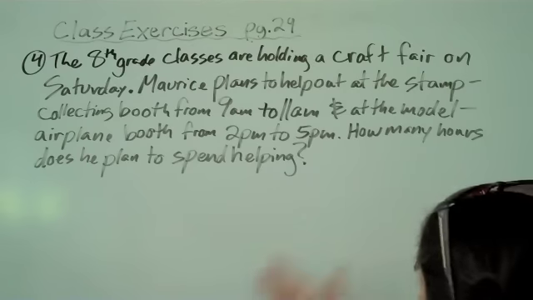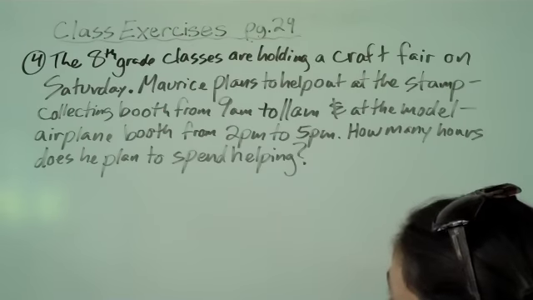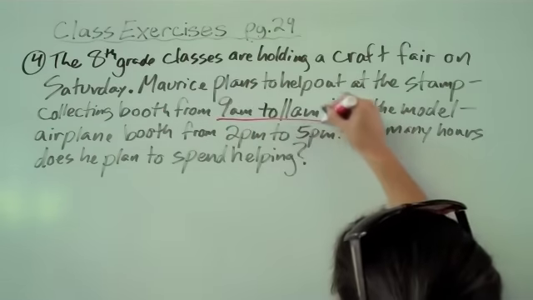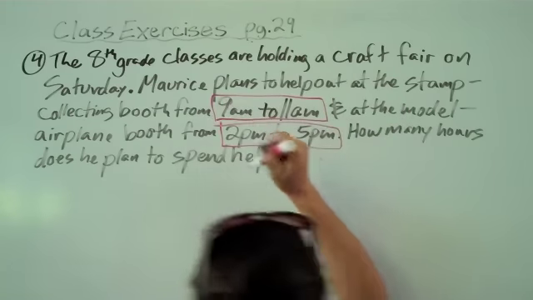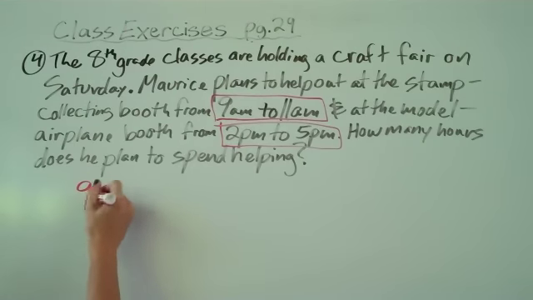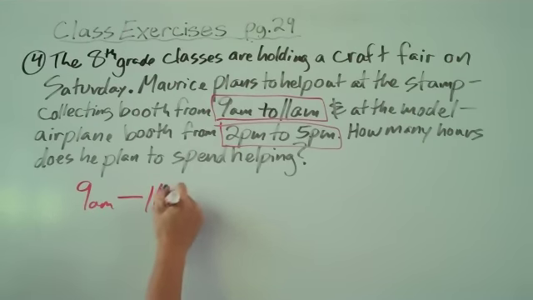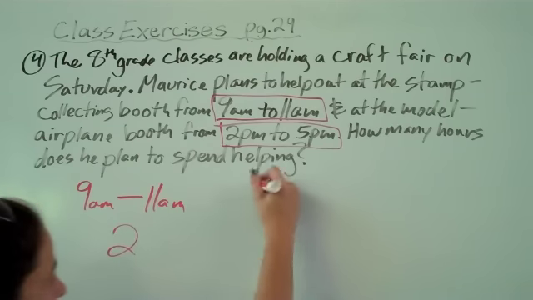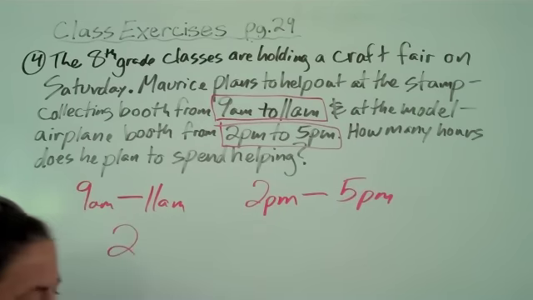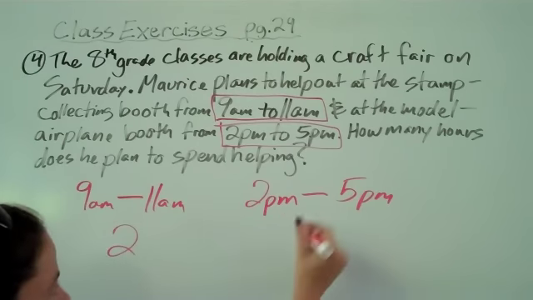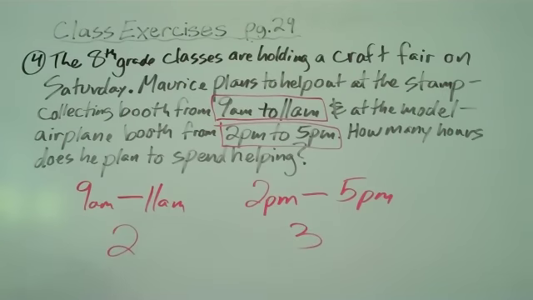So I need to figure out how many hours he plans to spend helping all together. So it looks like he is working at one booth from 9 a.m. to 11 a.m. and another booth from 2 p.m. to 5 p.m. So let's see what amount of time that is. 9 a.m. to 11 a.m. That's 9 a.m. to 10 a.m., 10 a.m. to 11 a.m. So that's just 2 hours. And then 2 p.m. to 5 p.m. Count it out, 2 to 3, 3 to 4, 4 to 5, or you could just subtract. That's another 3 hours. So how many hours does he plan to spend helping? 2 plus 3 is 5.